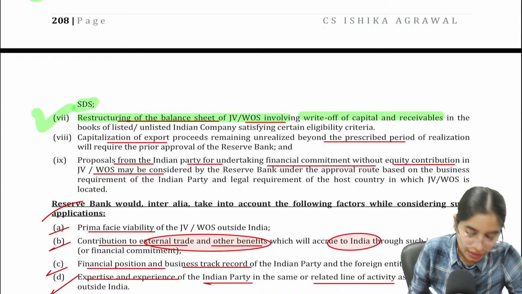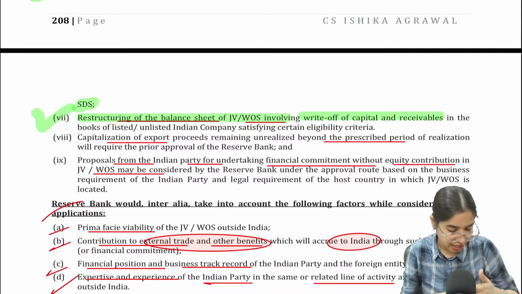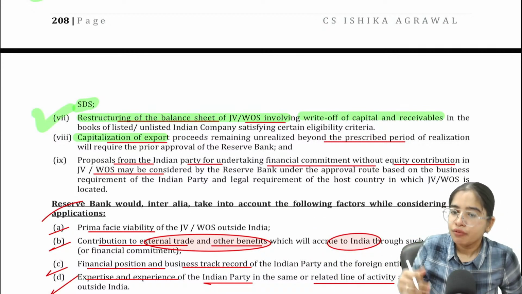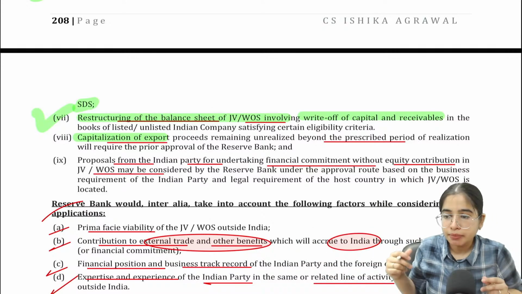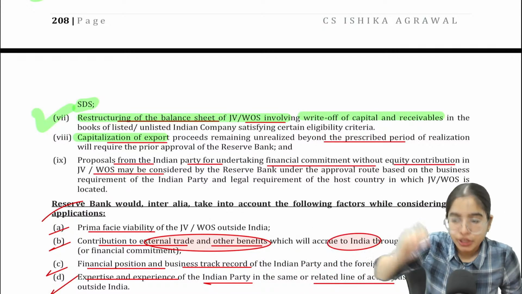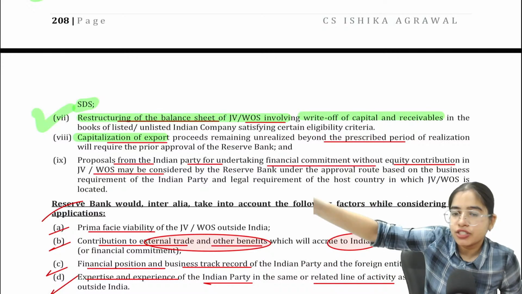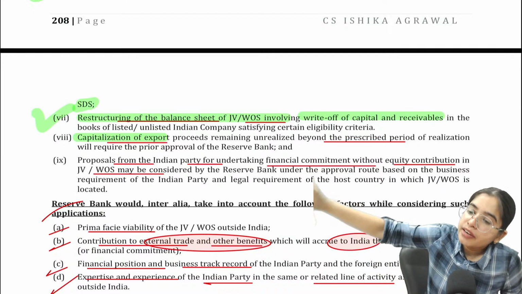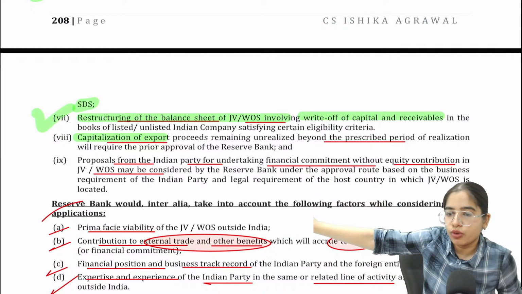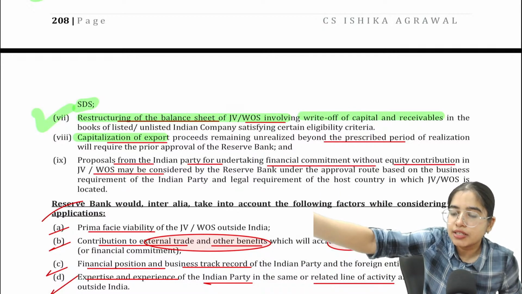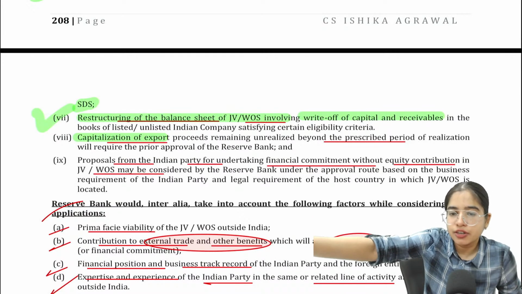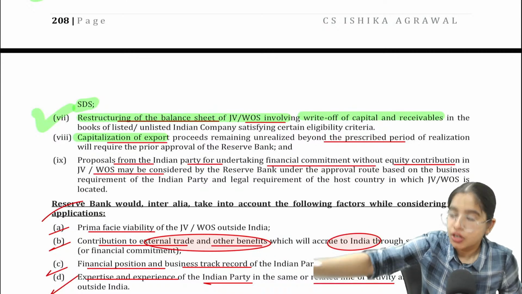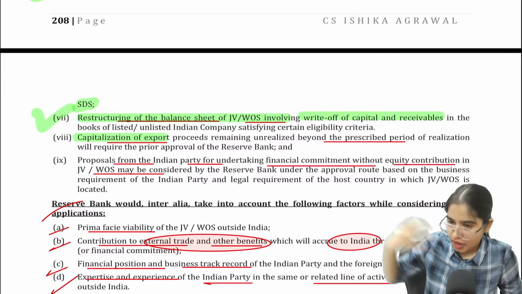Next is if we are capitalizing the export. What do you mean by capitalizing the export? We have done export, so in return we will get money. But instead of bringing that money to India, let's say we have done export to the US, and instead of taking money from the US, we say that money you invest in the joint venture outside India only. So let's say there is a party X Incorporation in the USA. I have done export to that X Incorporation, so that X Incorporation has to give me money.